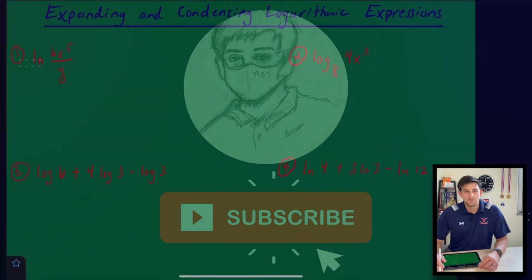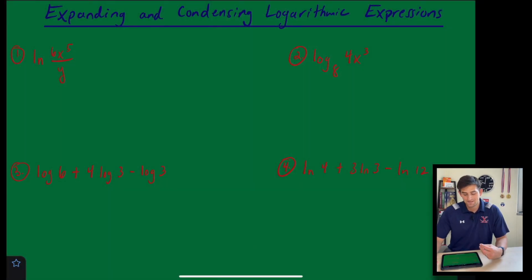Hello everyone, in this video we're going to talk about how we can expand and condense logarithmic expressions. So we're just going to jump right into it with two examples where we expand, that's going to be the first two, and two examples where we condense, that's going to be numbers 3 and 4. So for number 1, we have ln of 6x to the 5th divided by y.